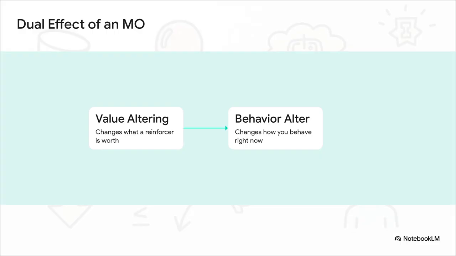Building on that, I want you to remember this golden rule. Every single motivating operation has a dual effect. It does two things at the exact same time. First, it has a value-altering effect. This basically means it changes what a reinforcer is actually worth to you in that specific moment. Second, it has a behavior-altering effect. This means it changes how you behave right now in the present moment to either get or avoid that reinforcer. So it changes the value and it changes the behavior. These two arrows always fire together whenever an MO is present.